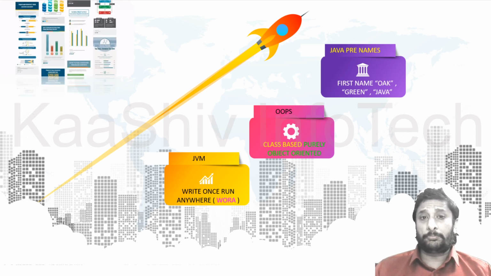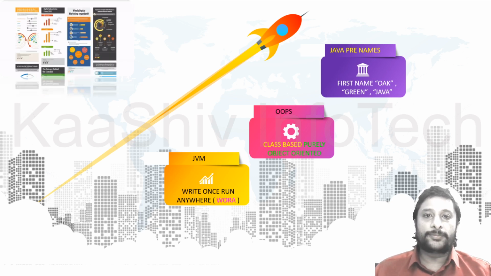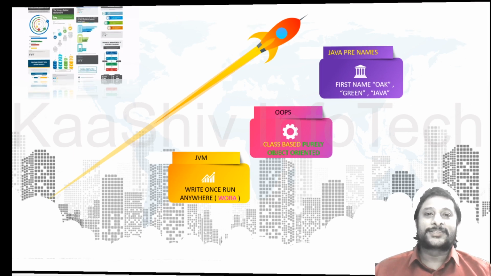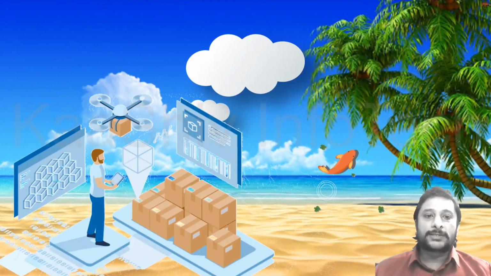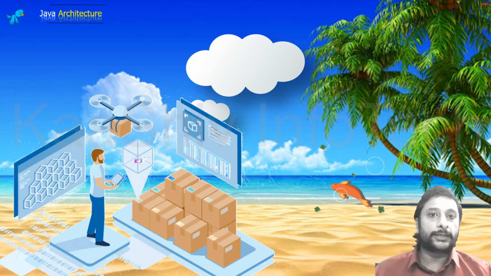What were the previous names of Java? The first name they called it was Oak. Then they called it Green. And finally, they termed it Java. So this is the basic thing about Java. Now let's talk about how Java works with the JVM architecture.